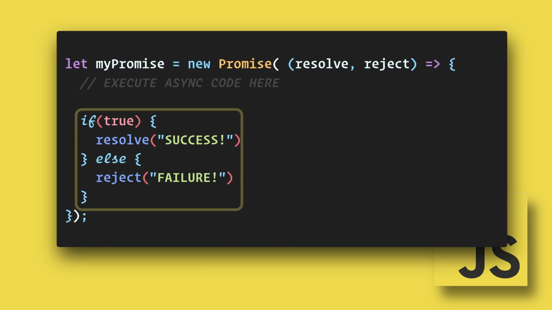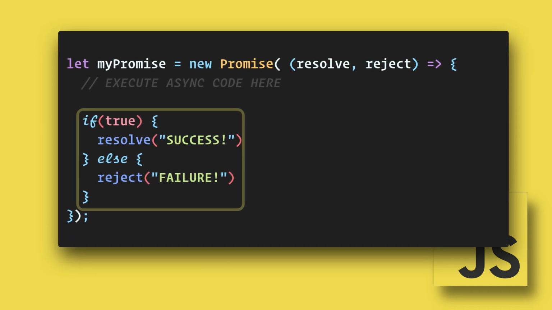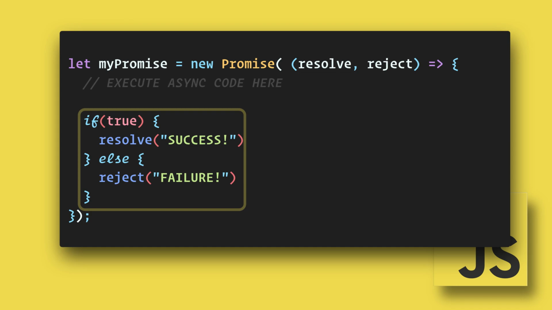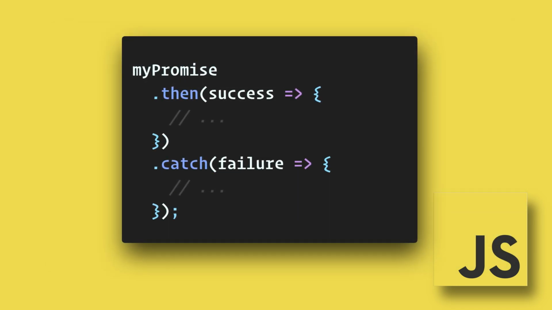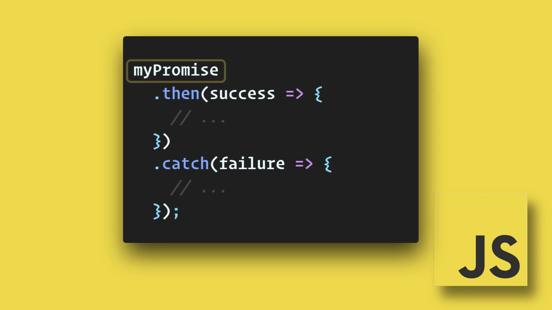After that, we determine whether we should resolve or reject the promise, dependent on the success or failure of our asynchronous operation. Now that the promise is constructed, we can execute it. We call the promise to initiate it.